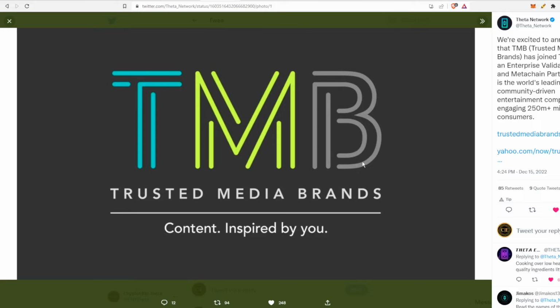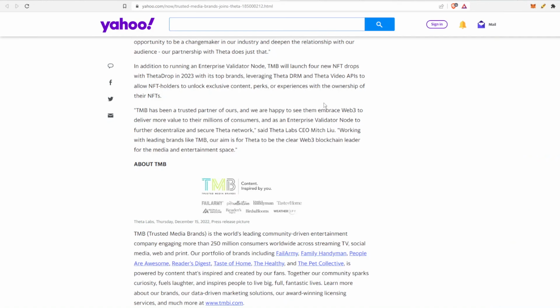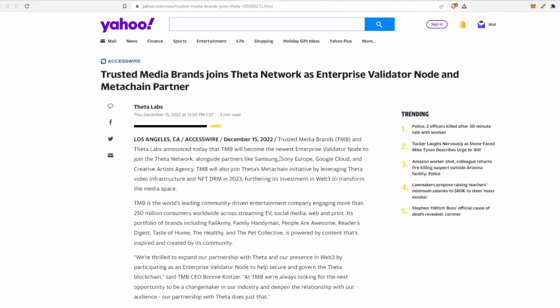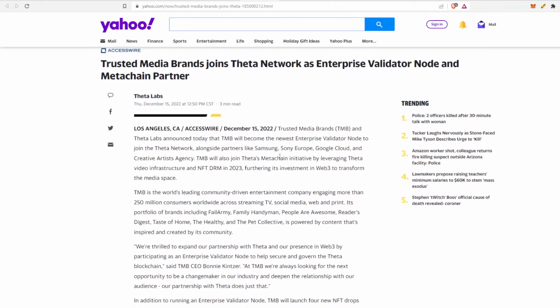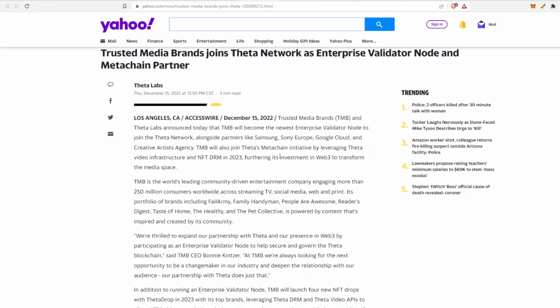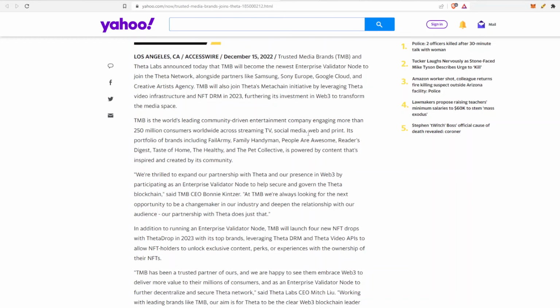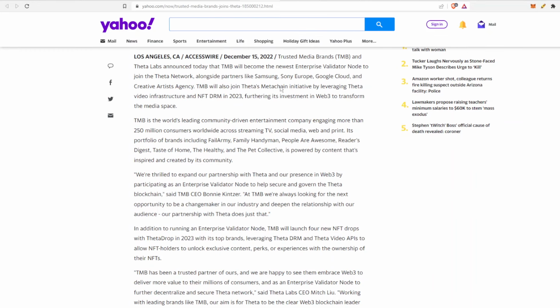There was a Twitter post earlier today where Theta Network officially announced it is the 26th enterprise validator node, and it has more than 250 million consumers, which is a lot. So just bringing that many people into the overall ecosystem, one way or another, is very good. And here is a Yahoo article that talks through what just happened. As we know, TMB, or Trusted Media Brands, and Theta Labs just announced that it is the newest enterprise validator node, and it joins a lot of other companies.